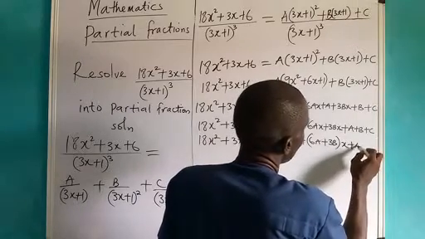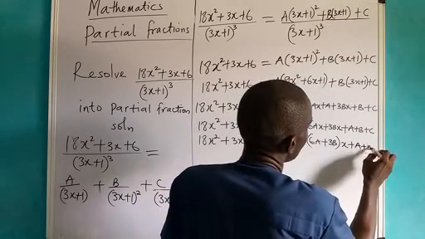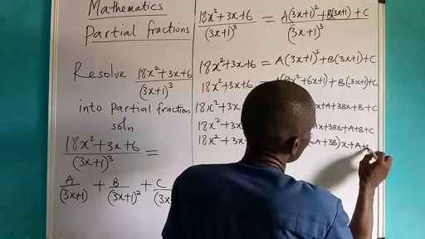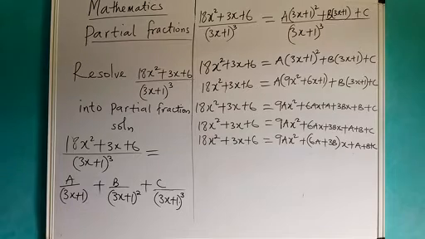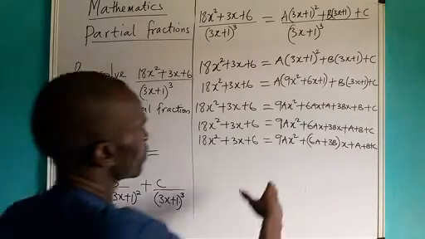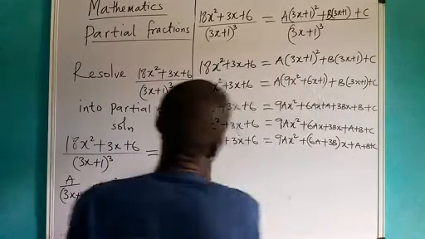Now, the other one I have is what? A plus b plus c. This is what I now have. From what I have there, I can compare the coefficient on this side and also the coefficient on this side.